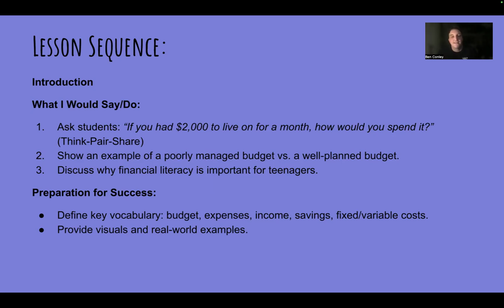For preparation for success, we're going to define the key vocabulary first, like budget, expenses, income, savings, and fixed and variable costs. And to do that, we can provide visuals and real-world examples. That'll make it a little easier for the students to digest.